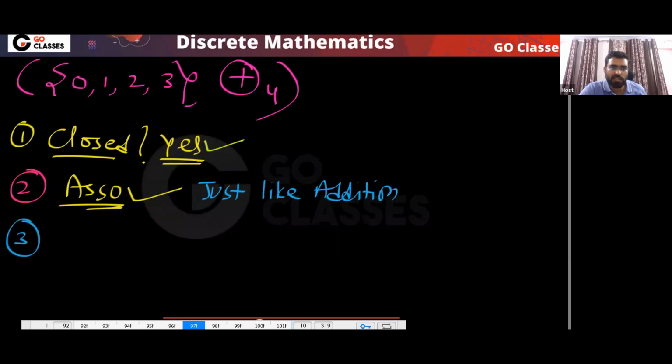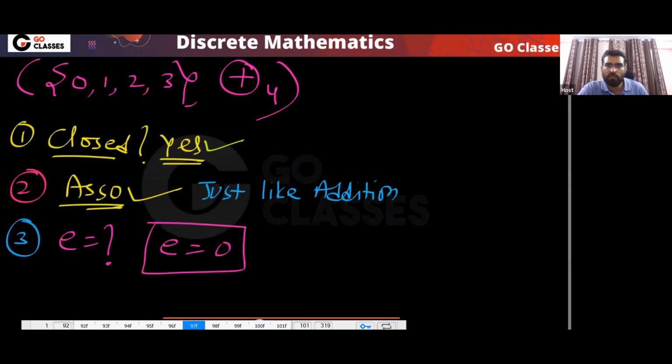Okay, next, what is the next property? What is the identity element? Can anyone tell me? 0 is the identity element, right? Because you are doing addition. You can check for all the elements that 0 is the identity element, because first you are adding, yes or no? For example, what is this? Can anyone tell me? This is 2.